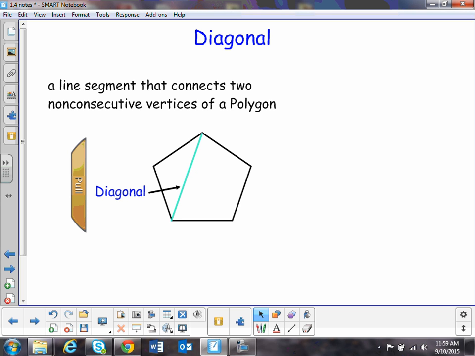You can have more than one diagonal in some of the polygons. You can have 0 in the polygon. Okay, just depends on which one. Which one has 0 diagonals? The triangle. The triangle has 0 diagonals because do you ever have non-consecutive vertices? No. They're always going to be consecutive. There's only 3.